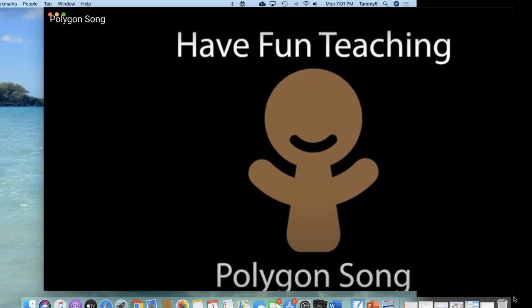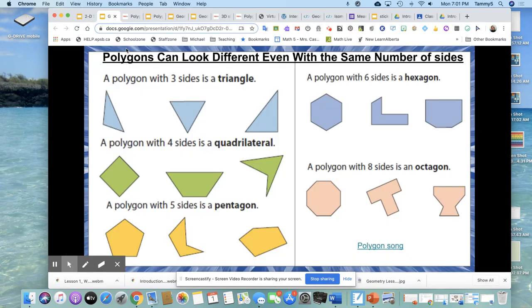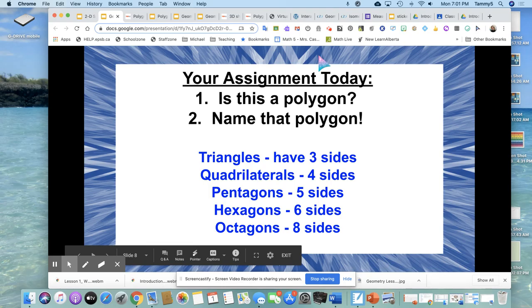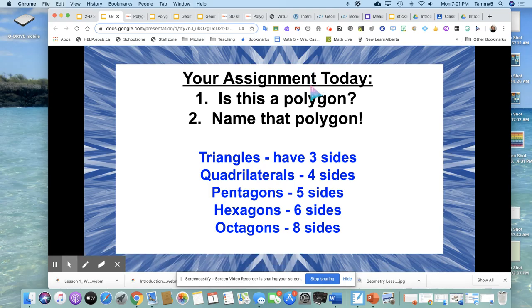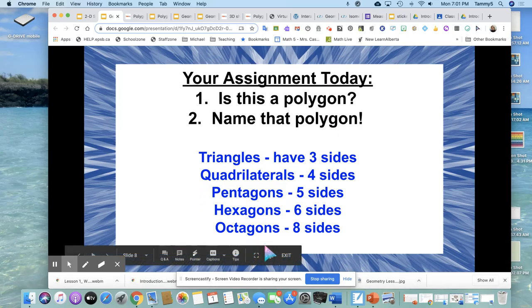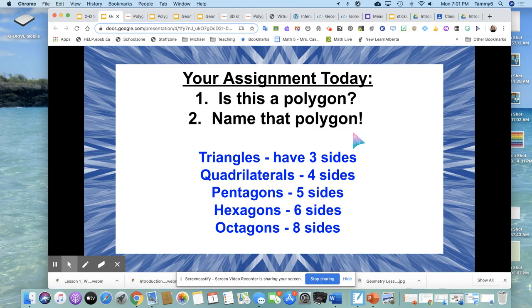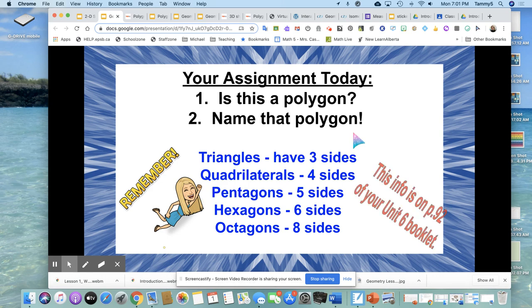All right, grade 3s, let's go over today's assignment. You will need to complete 2 slides that I've created. Number 1 is Is This a Polygon? And then number 2 is Name That Polygon. You're going to have to remember these polygons. Triangles have 3 sides, quadrilaterals have 4 sides, pentagons have 5 sides, hexagons have 6, octagons have 8 sides. This information is on page 92 of your Unit 6 booklet. Hopefully everybody has found that booklet and will be ready to work in it tomorrow.